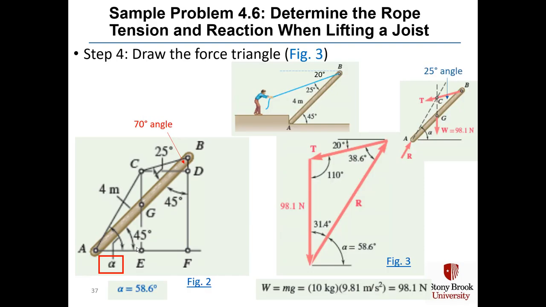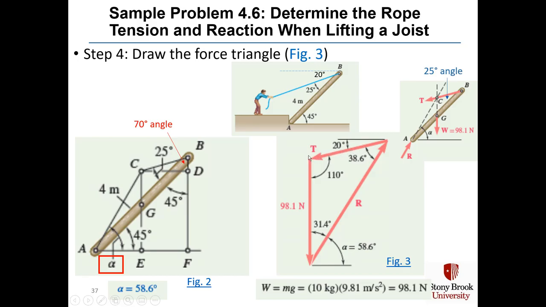Now we can finally draw a force triangle. For the force triangle, we need these three forces that were in our original free body diagram. Start with force W, the weight of the joist at 98.1 newtons. Put it here on the left. Then we can draw in resultant R. Resultant R makes an angle with the ground of 58.6 degrees, which is equal to alpha. Therefore, the angle between W and R is 90 minus 58.6 degrees, so that's 31.4 degrees.